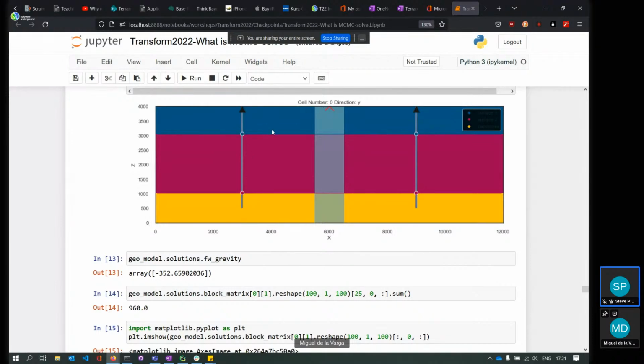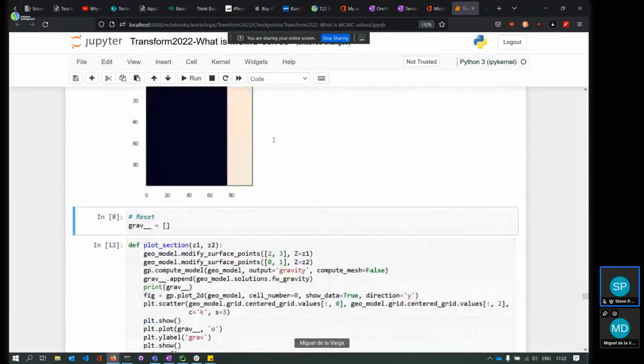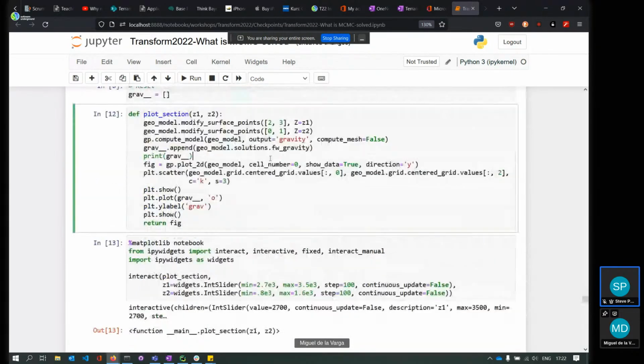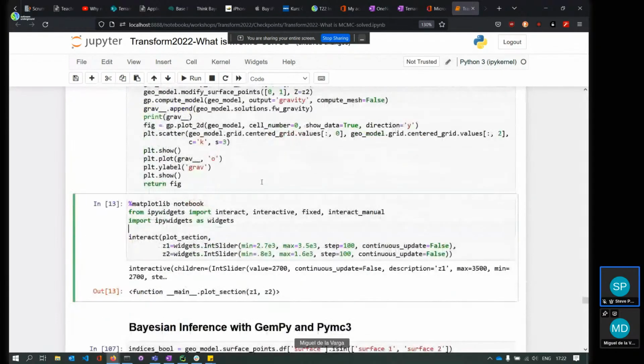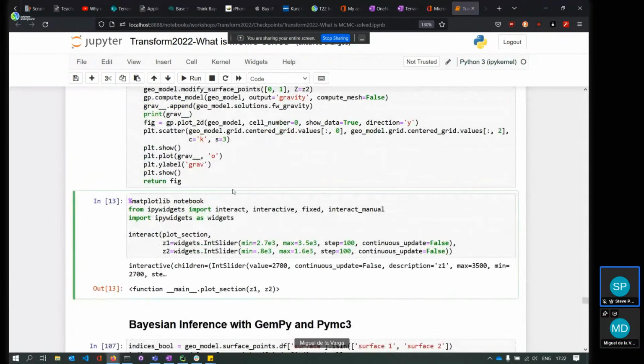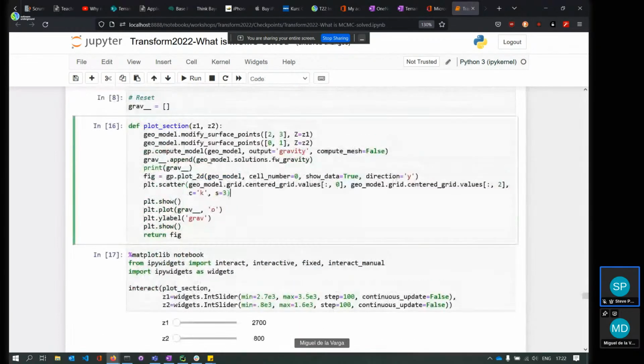Can we just do a Bayesian inference to try to get a set of plausible models with an attached likelihood? Yes, we can. Spoiler alert. Okay, I'm going to try to run this, but I think we didn't run the gravity.